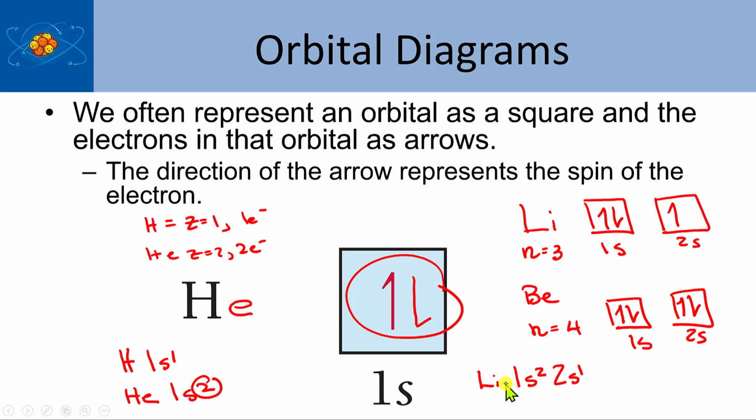So now it's 1s2, 2s1, and then beryllium will be 1s2 and then 2s2. And as a general rule, when you're putting electrons in orbitals, you can only have 2 electrons per orbital. There are names for all these rules. And if you fill up an orbital, then you have to go to the next higher energy level orbital and put an electron into it.